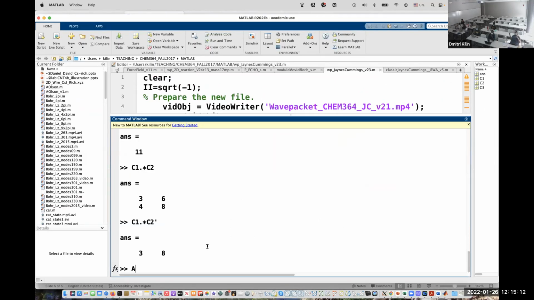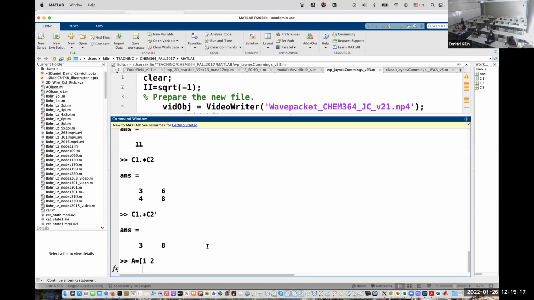So A equals 1, 2, 3, and so on. We have a matrix. We can define C as 5 and 6. And now we want to find such a vector X which will match our matrix equation. There is a command inv for inverse.